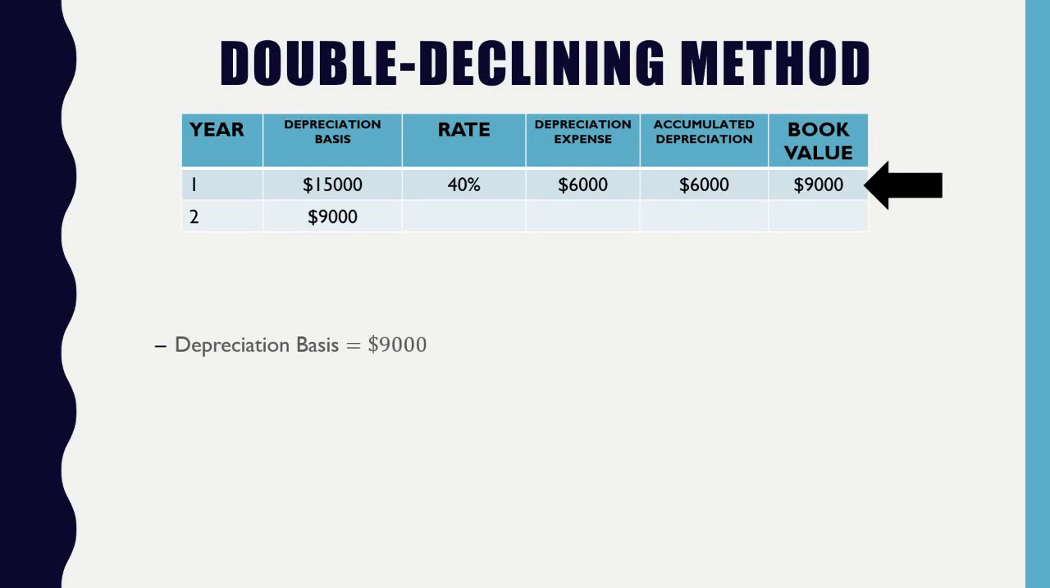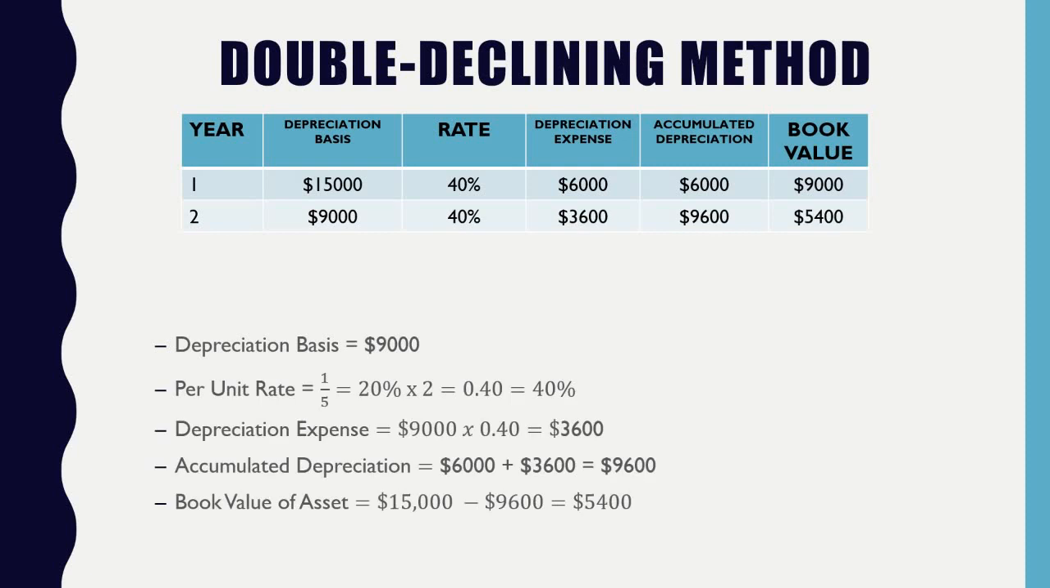Okay? So then let's keep solving, right? What's the depreciation rate? It's still going to be 1/5 times 2. So in this case, it's going to be another 40%. And we're going to multiply 9,000 by the 40% to get now 3,600. Okay? So we're taking about half of 9,000. Well, in this case, it's 40%.